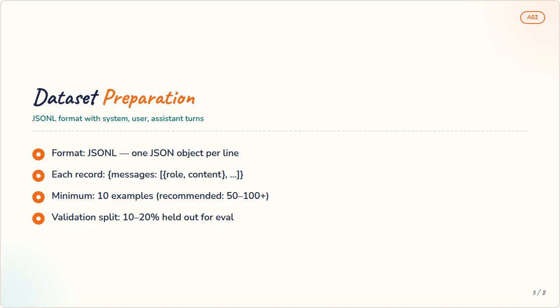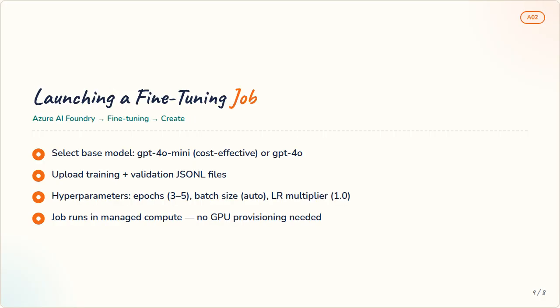Your training data must be in JSONL format, one conversation per line with system, user, and assistant turns. Aim for at least 50 high-quality examples. Azure AI Foundry will automatically validate your file and flag formatting errors before the job starts.